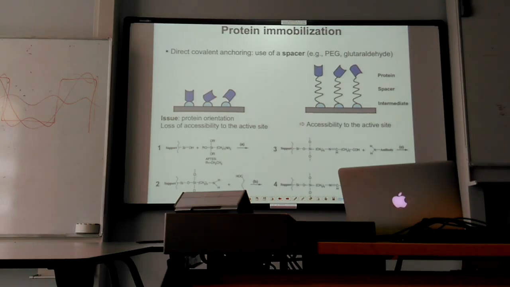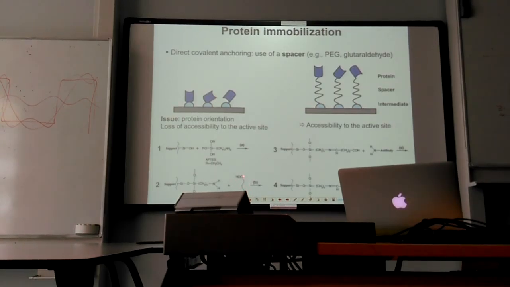But in terms of glutaraldehyde, you have a chain which is short, but if you work with things which are maybe longer, then you have a preferential orientation perpendicular to the surface. Yeah, it's a good question, but I don't have any answer. Sorry. So that was about the chemistry.